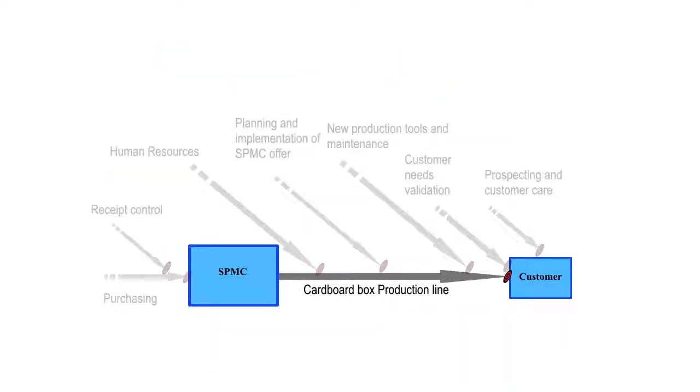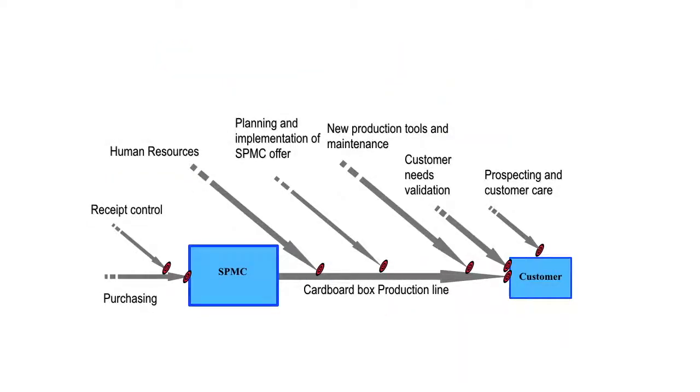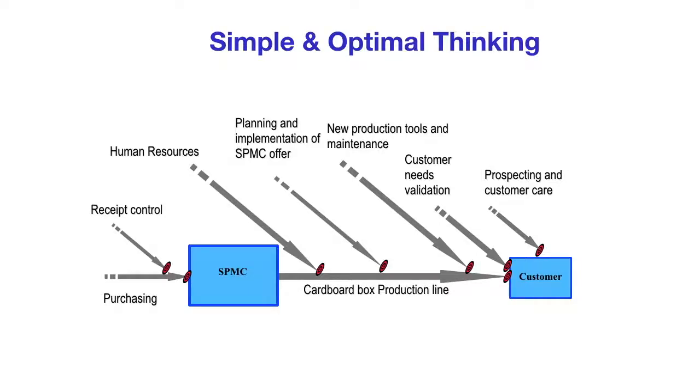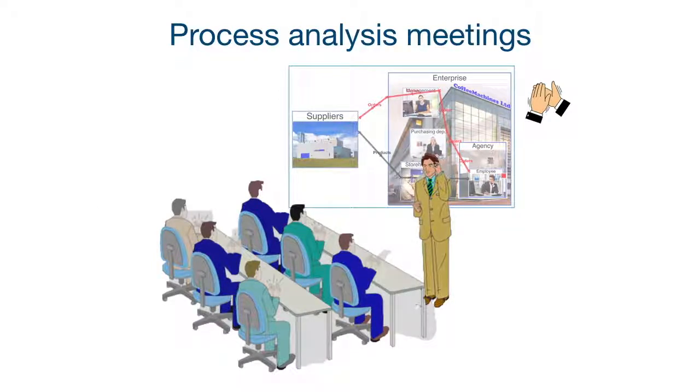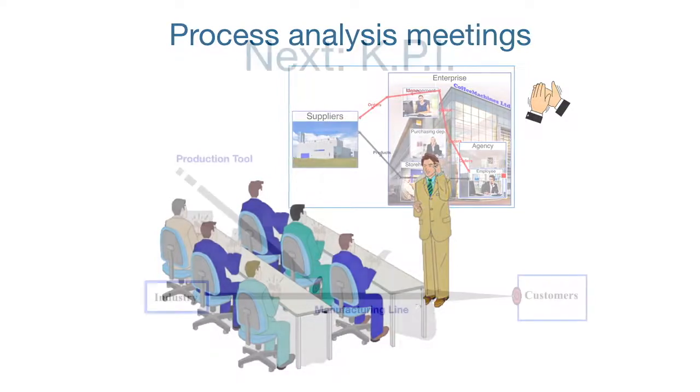I hope you have just understood, without going into detail, how to build a macro vision of a company's process. We use what I call a simple and optimal thinking. I've only skimmed over its logic, but you're probably able to use it directly in the field. Try it, and you will see that, thanks to the wording of the question in negative form, you will save a lot of time for the participants in your process analysis sessions.